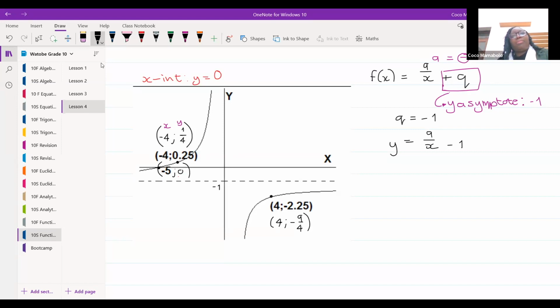I can say 0 is equal to a over -5 minus 1. Excellent. And then you transpose 1 and you say a is equal to -5. And then you cross multiply and then a is equal to -5. Beautiful. Cross multiply. So that would be -5 times 1. So -5 is equal to A. You're not done, Namisile. You need to give me my formula. Your formula. f of x is equal to -5 over x minus 1.